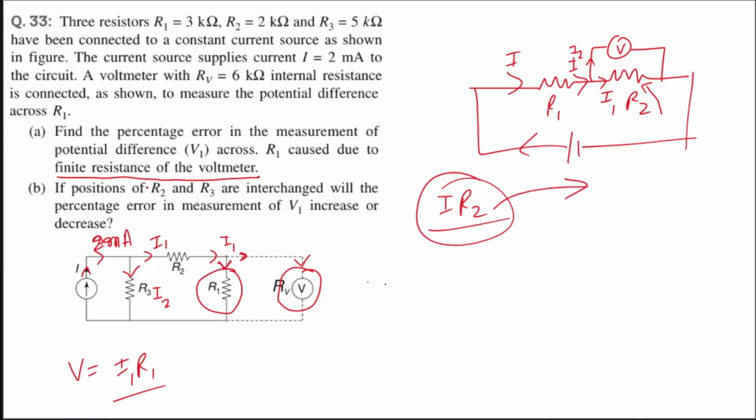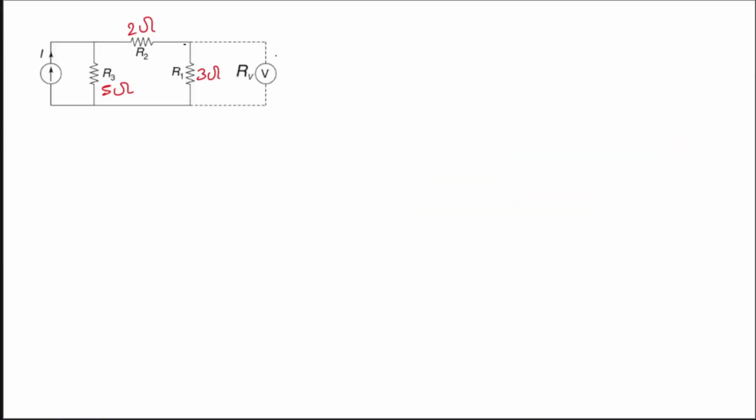In the first case, we are asked what the percentage error will be. So if you have to calculate the percentage error, first you try calculating the potential drop across R1 without the voltmeter. Okay? So that will be the actual value of the drop across R1. So how much will that be? For that you need to solve the circuit.